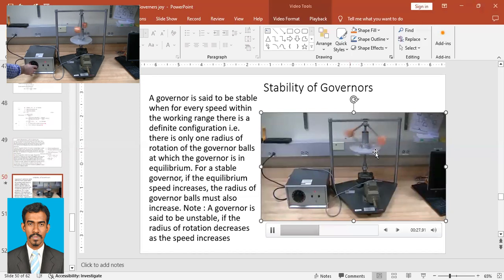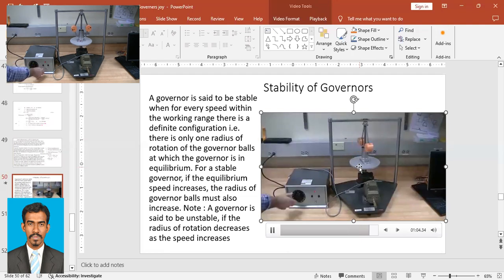So here you see this particular instrument is at an equilibrium speed. Why? At this particular speed, there is no lift of the sleeve. So at this speed, this is the height. At this speed, this is another equilibrium position. There is no lift. Similarly, there could be several equilibrium speeds. For each particular speed, there is a particular height. The height should not change for that particular speed. So for this RPM, this is the height, and this is again an equilibrium height.